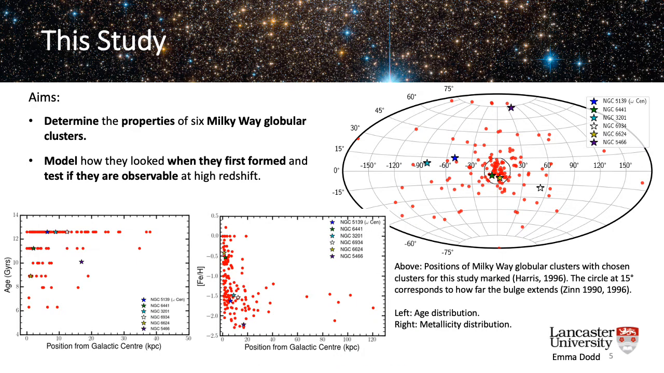I wanted to first determine the properties of a selection of Milky Way globular clusters, and then use these properties to model how they would have looked when they had first formed. I can then produce images of these young clusters and place them at high redshifts to test whether they would be observable. For this study I chose 6 globular clusters, spread both spatially through the different components and also spread in different properties such as age and metallicity, so that they represent the whole of the Milky Way population.